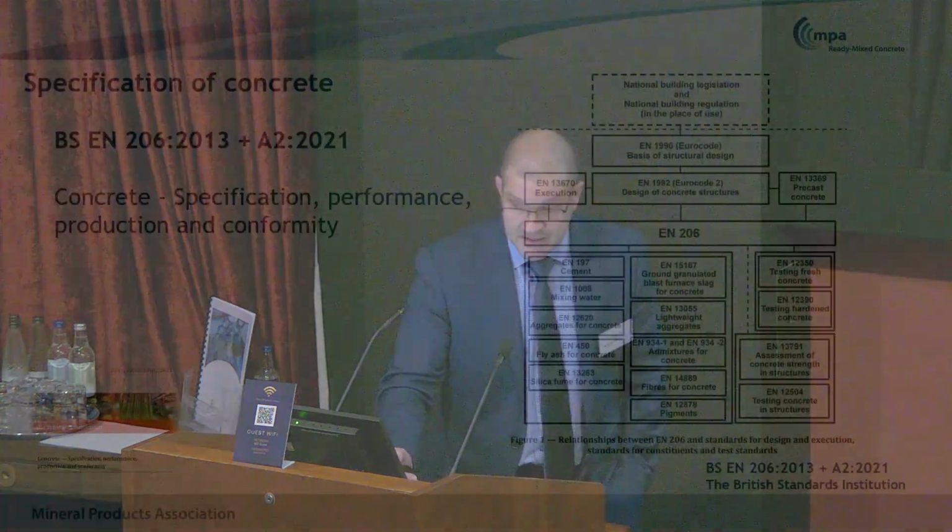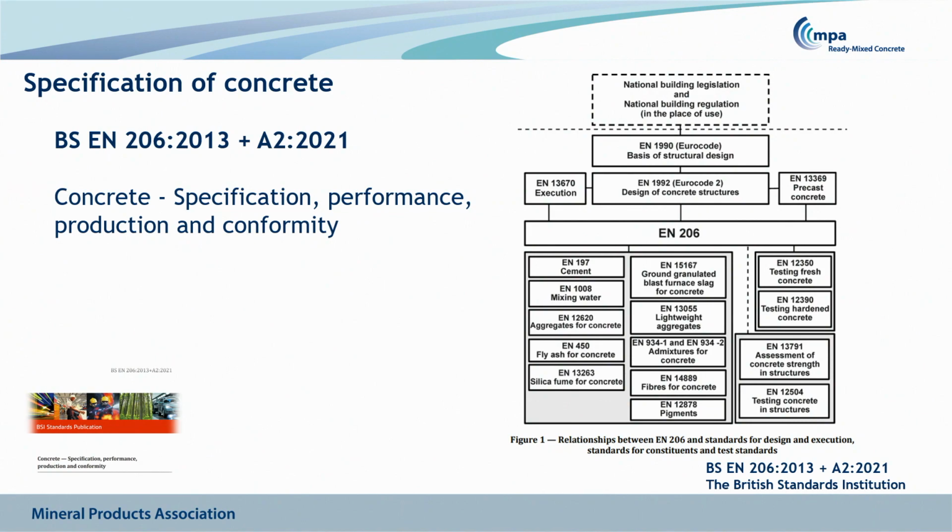So first of all, if we consider where the specifications for concrete sit within the hierarchy of standards. At the very top, we have national building legislation and building regulations in place of use, and underneath that is the basis of structural design. Beneath that, we have the codes for execution, design of concrete structures, and precast concrete. And EN 206 and, by extension, BS 8500 sit within that layer feeding into Eurocode 2.